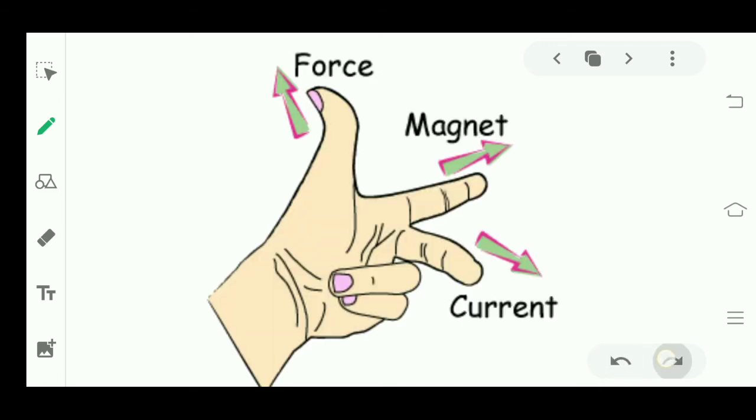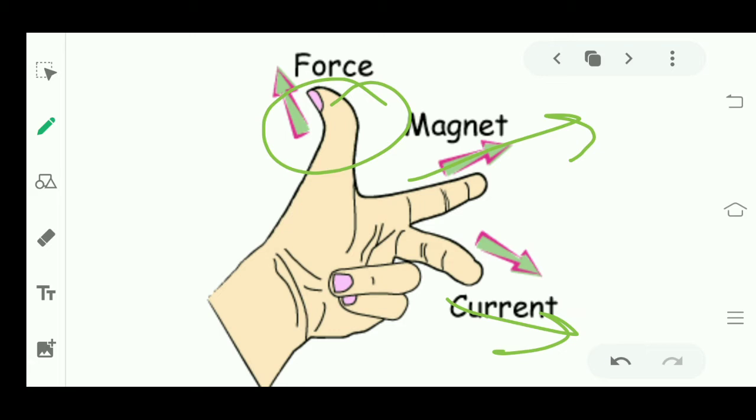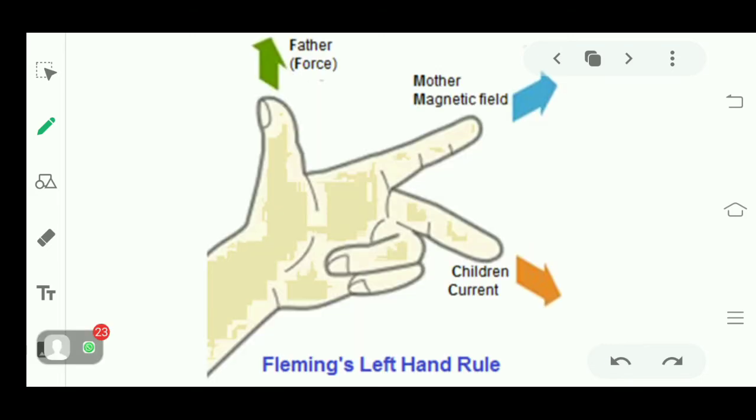You should stretch your thumb perpendicular to the first finger and your second finger should be perpendicular to the first finger, right? So if you keep the three fingers perpendicular, with the first finger in the direction of magnetic field and the second finger in the direction of current, then your thumb will show the direction of force. If you are having any problem remembering which finger shows what, then you can remember Fleming's left hand rule with a short story.